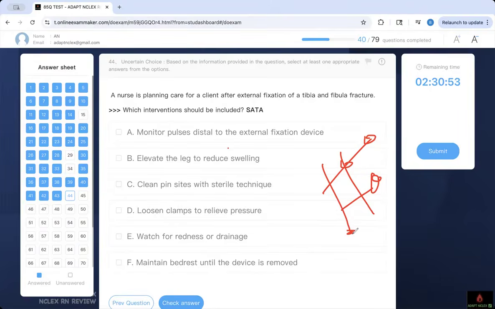Monitor pulses distal to the XFIX device. Elevate the leg to reduce edema. Clean pin sites with sterile technique. Loosen clamps to relieve pressure. Watch for redness or drainage. Maintain bed rest until the device is removed.